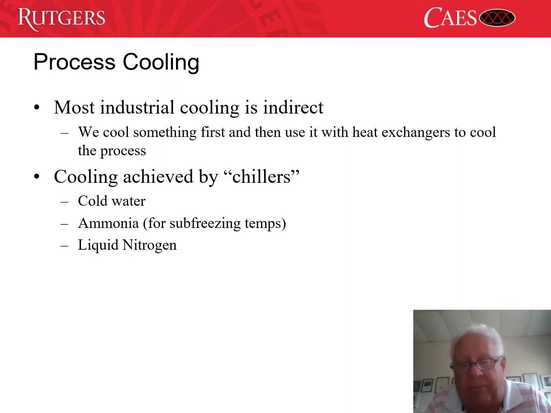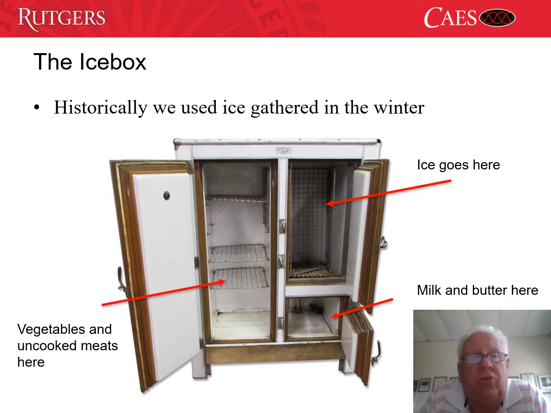If you need sub-freezing temperatures, you could use ammonia. For very cold temperatures, you could use liquid nitrogen. So we want to look and understand how chillers work. And I apologize if this is going to be boring to some, but I find it almost always worth going through. And if we want to go back 150 years, the question is, how did we cool things?